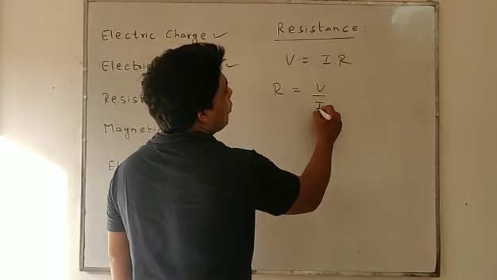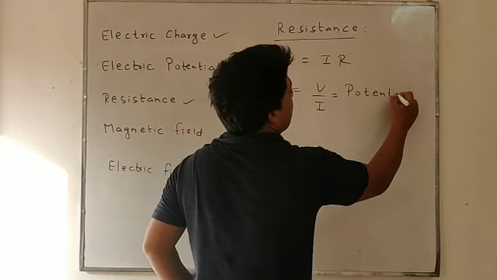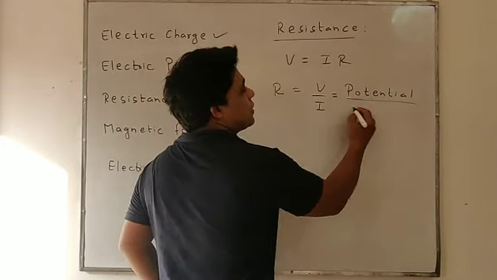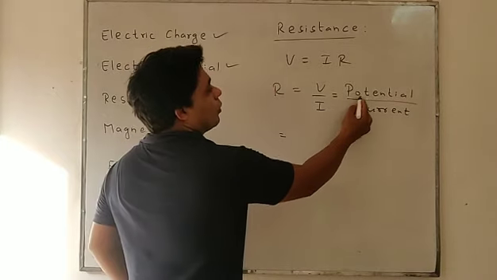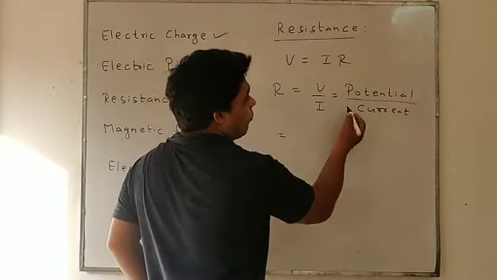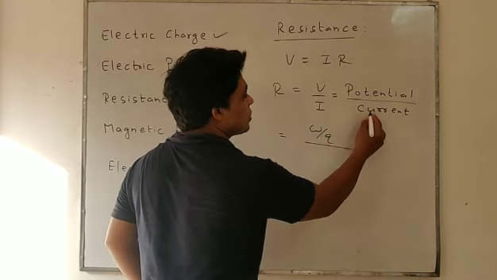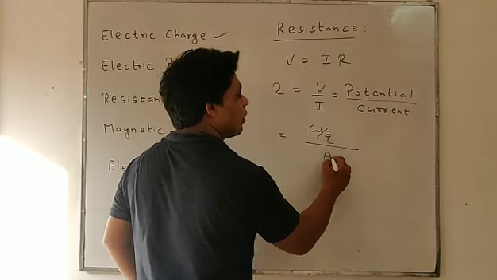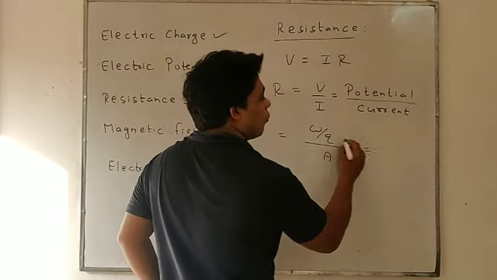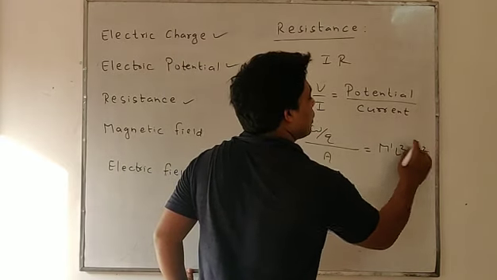So R will be what? V upon I. V is potential and I is current. What can we write as potential? V equals work by charge, and that current as it is. Current we can write in ampere. What is the dimension of work done? M1 L2 T minus 2.